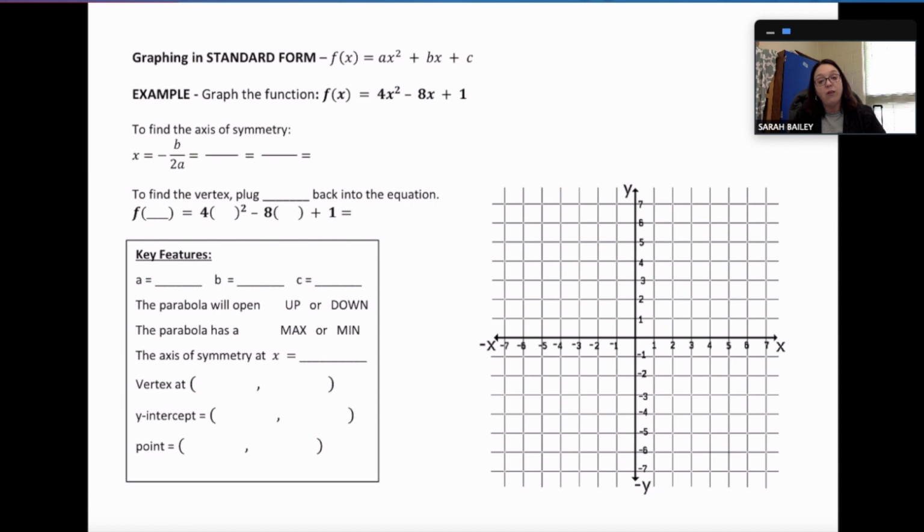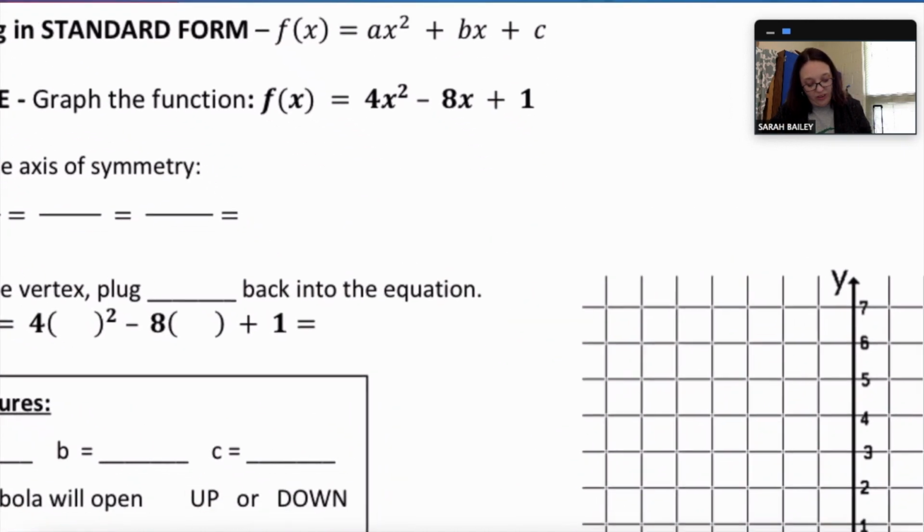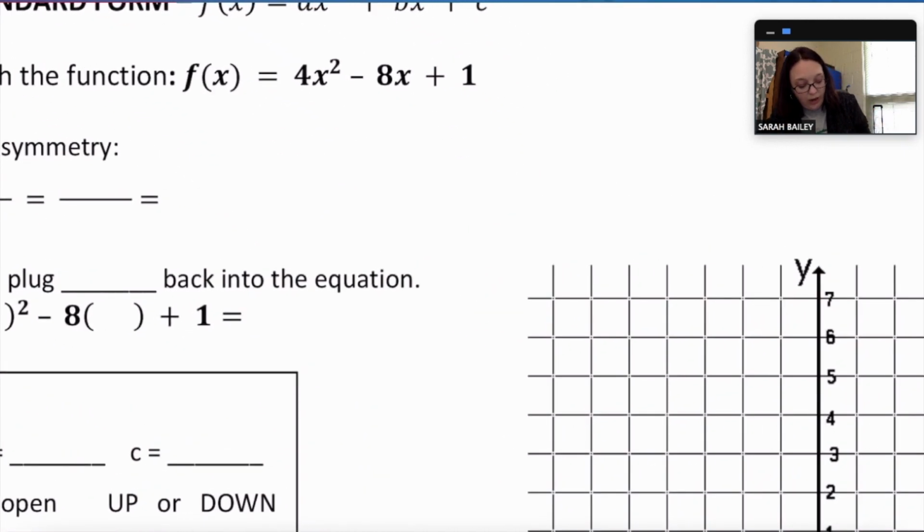Remember, we wrote that formula on the previous page, but it's here as well. x is equal to negative b over 2a. Before I do this, I'm going to come over here on the side, looking at this equation, and write what a, b, and c represent. What number is in place of each of those? In place of a is 4. In place of b is negative 8. And in place of c is positive 1.